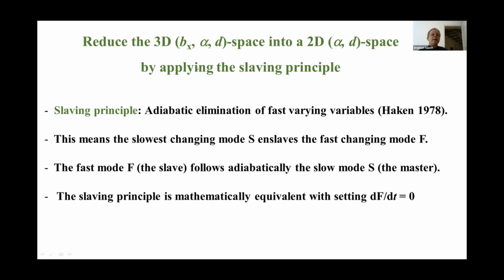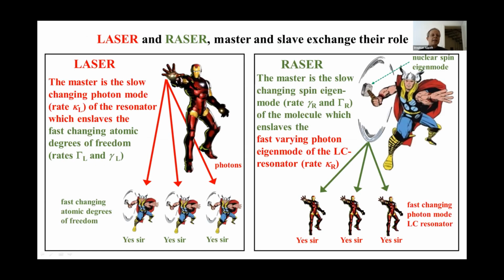And now we can picture this for the laser and the RASER. So who is the master and who is the slave? In the laser, the master is the slow changing photon mode. The rate is the optical resonator rate, and the gamma, the pumping of the laser, and the gamma, these are the fast changing atomic degrees of freedom. So the photons enslave basically the atomic degrees of freedom.